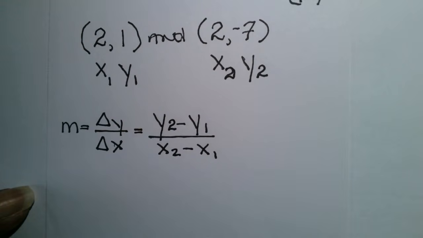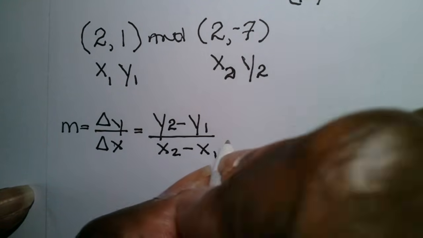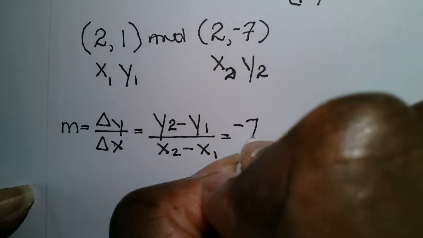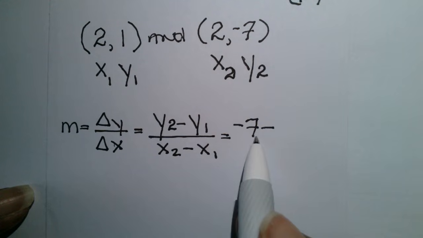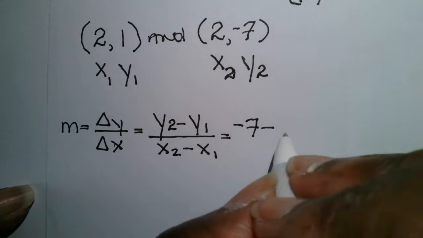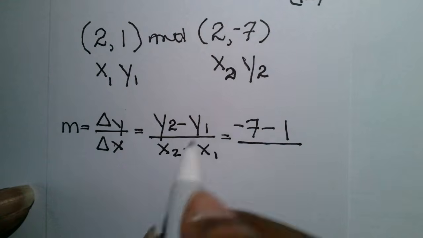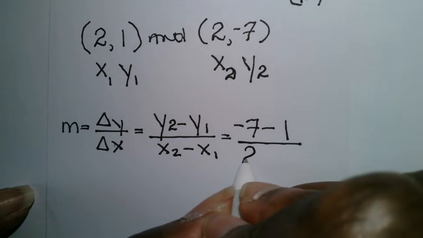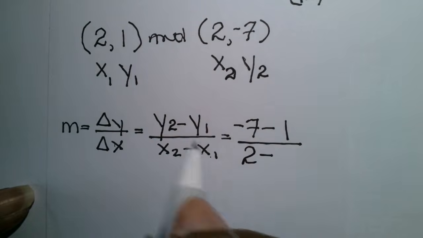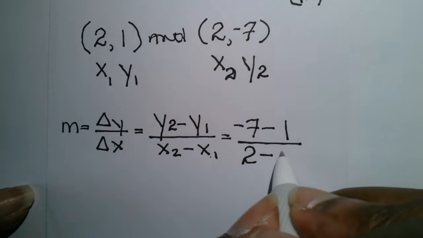All right. So now let's take a look. And just by looking at some of the answers you guys are giving me, I can tell right away there is a problem with integers. So let's take a look. y2, what goes in? We have our negative 7, because now we're just substituting. Minus my y1, which is 1. Over my x sub 2, which is 2. Minus my x in the first point, which is also a 2.